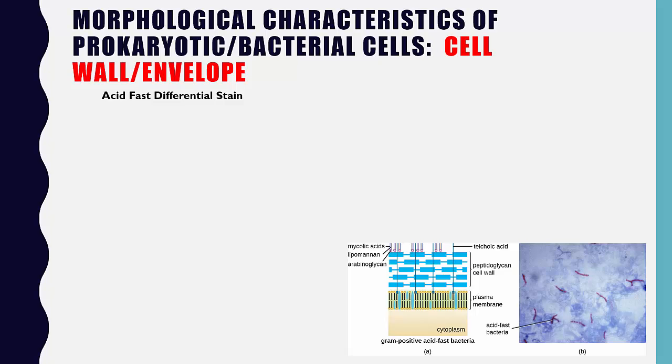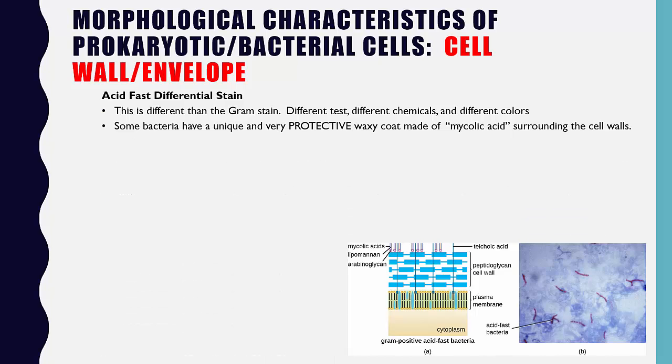To test for these kinds of bacteria with their really unusual outer lipidy protective layer, we do something called an acid-fast differential stain. It uses different chemicals and there are different color outcomes. So it's different than the gram stain. Different tests, different chemicals, different colors. What we're looking for is this unusual protective waxy lipidy coat made up of mycolic acid, and it surrounds the cell walls of these kinds of bacteria. And this is Mycobacterium tuberculosis here.